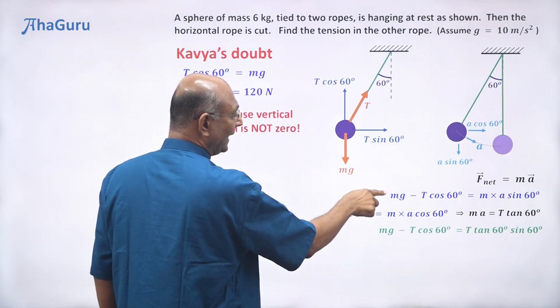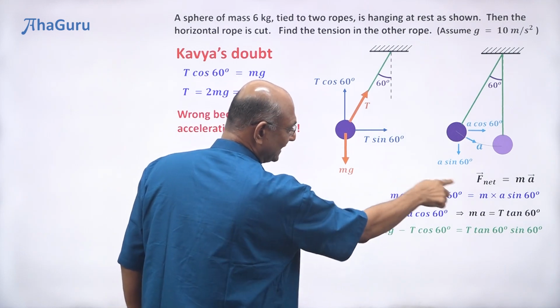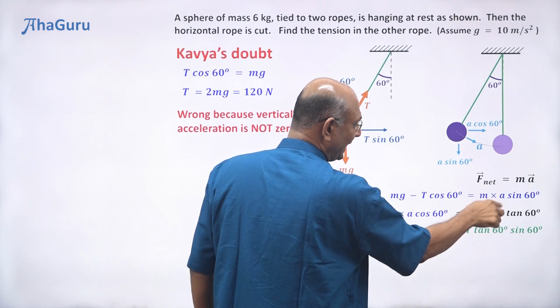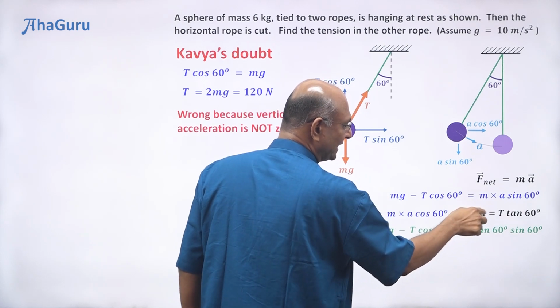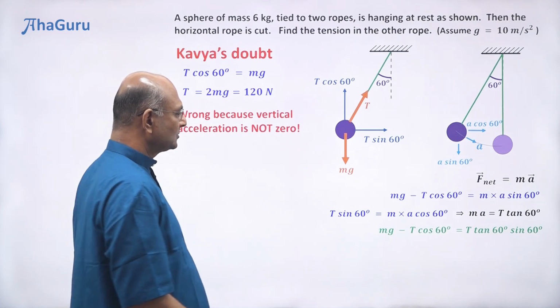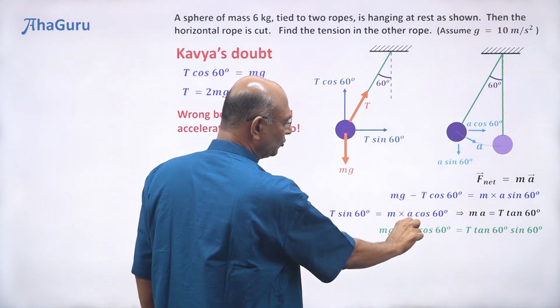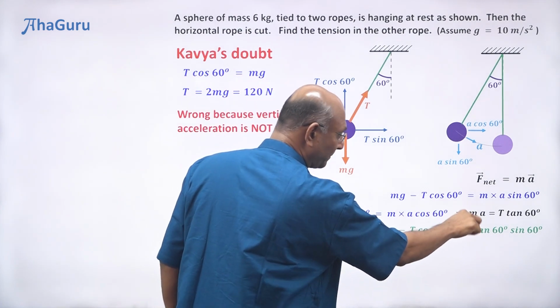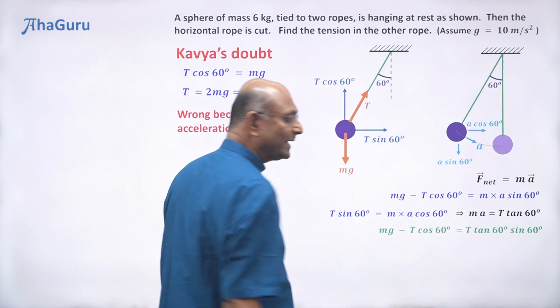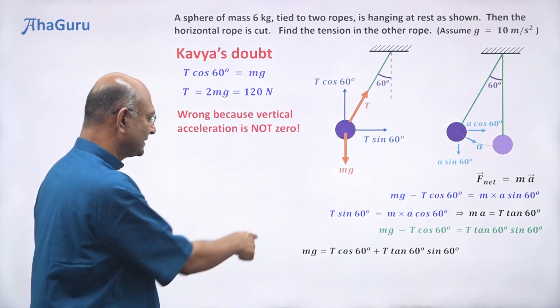So I write mg minus T cos 60 degrees, which is the same as what I have there, is, instead of MA, I am going to substitute T tan 60 degrees. So T tan 60 degrees sin 60 degrees. Which means mg must be equal to T cos 60 degrees plus, because I can take it to that side, T tan 60 degrees sin 60 degrees.